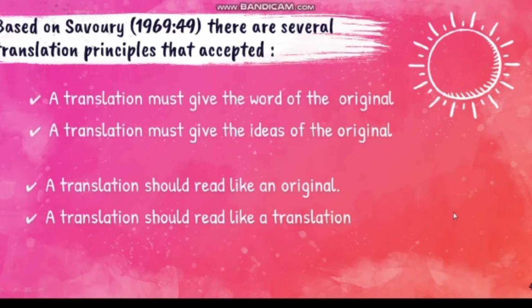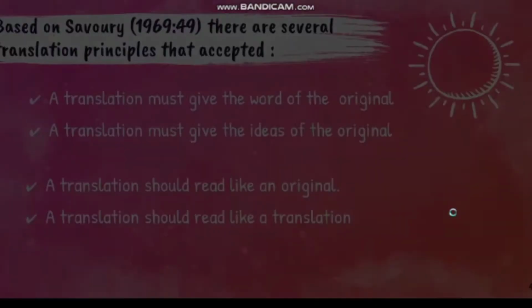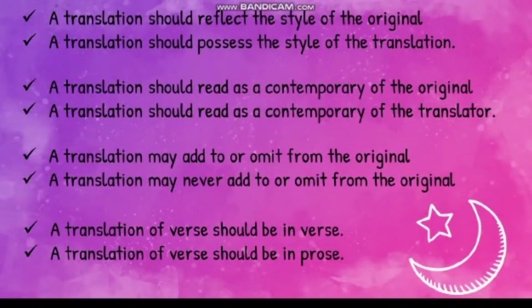The first, a translation must give the words of the original. The next is a translation must give the ideas of the original. And then a translation should read like an original. And a translation should read like a translation. And then a translation should reflect the style of the original. A translation should possess the style of the translator.